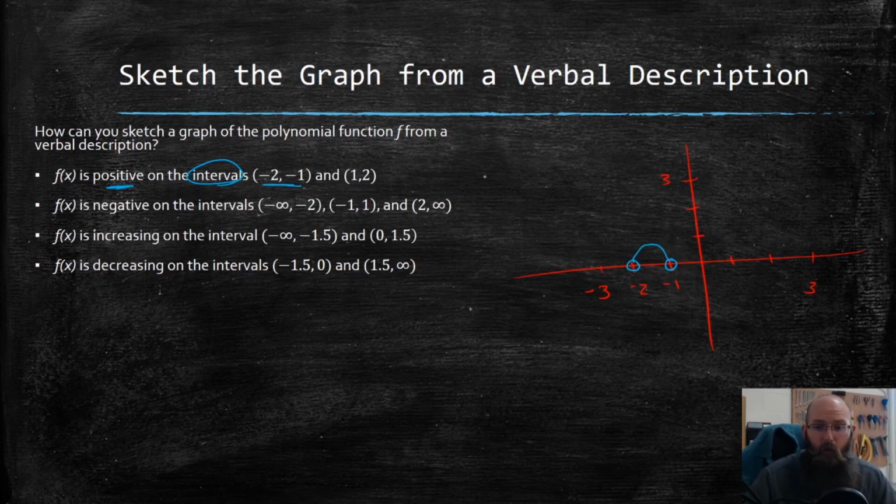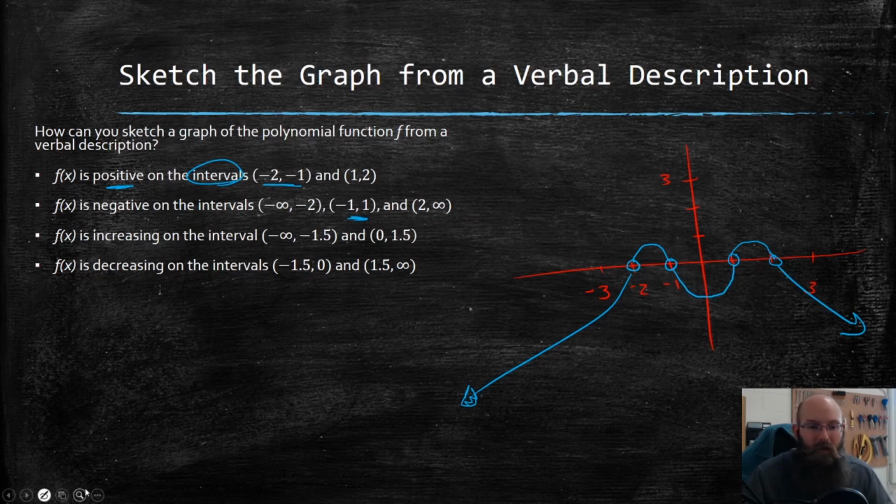And also from 1 to 2, which is here to here. I'm positive there. Then the function f of x is negative on the intervals -∞ to -2. So that means this way, right? I'm negative below my x-axis from this -2 all the way to -∞, or you read it like there, -∞ all the way up to the -2. Then from -1 to 1, I'm also negative, and then 2 to infinity. So here to infinity.